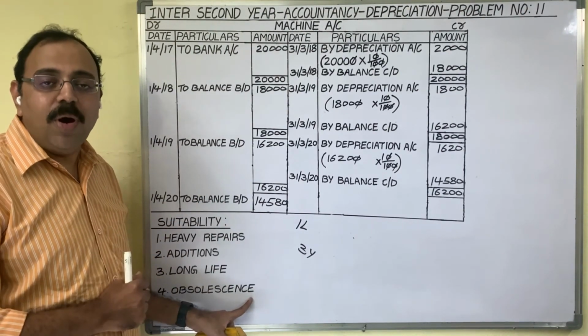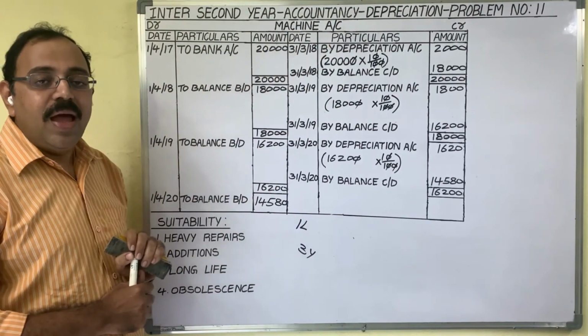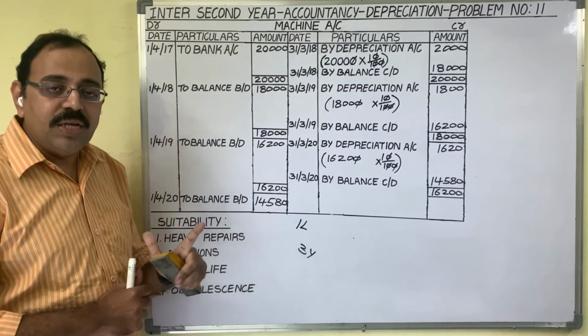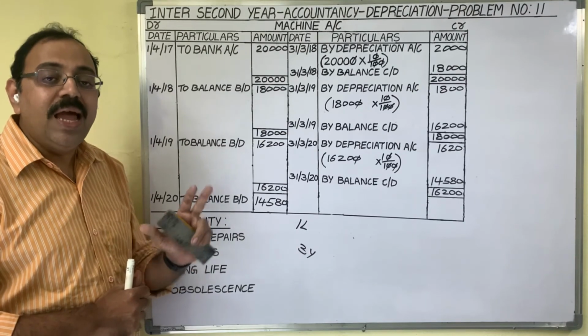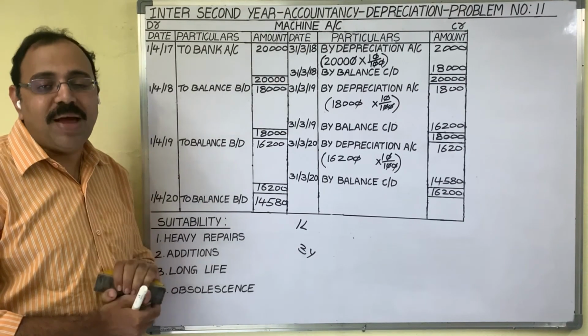So this is all about the 11th problem and the meaning, advantages, disadvantages and suitability of the diminishing balance method.